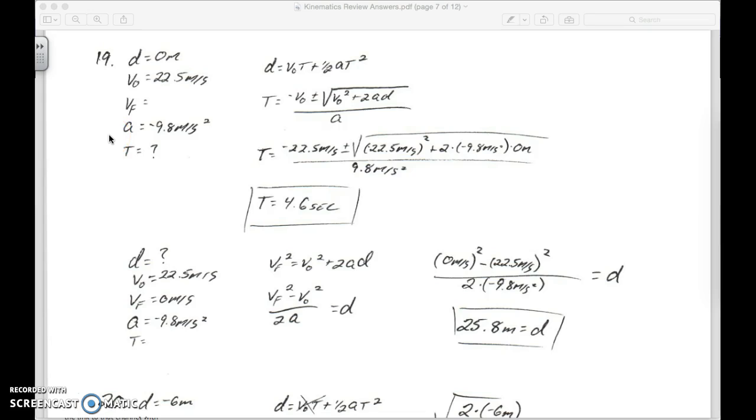We have to break this into two separate parts. The reason for that is we know the acceleration because it's free fall, negative 9.8 meters per second squared. We know the initial velocity. When we're talking about it going up and coming back down, displacement is 0.